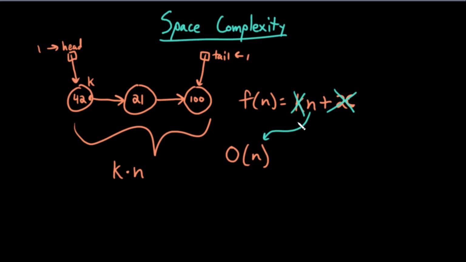So again, just like with time complexity, I can use big O to describe space complexity. How does the space consumption of a given algorithm scale as the input size grows?